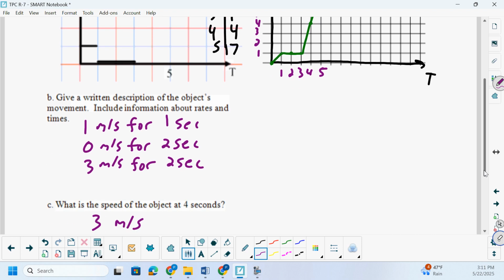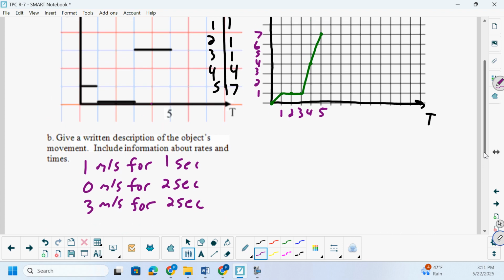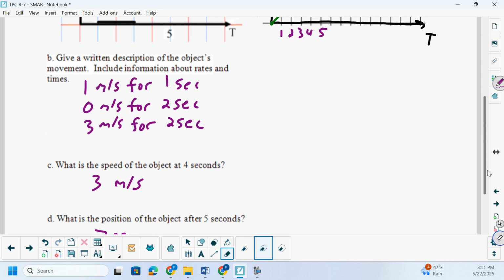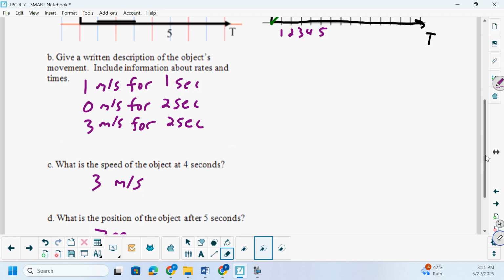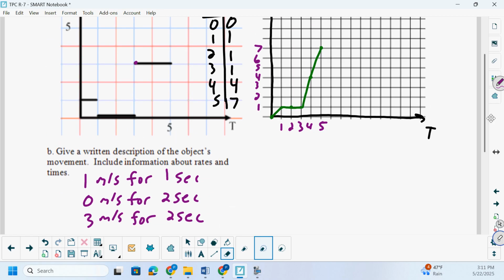The velocity of the object at 4 seconds, here's 4 seconds. See what your y value is. We are at 3 meters per second. Our position at 5 seconds, see in the t-table there, was 7 meters. And then lastly, we first reach our maximum velocity at 3 seconds. Our maximum velocity was at 3 meters per second, and we first hit it right there, which is why it's 3 seconds.